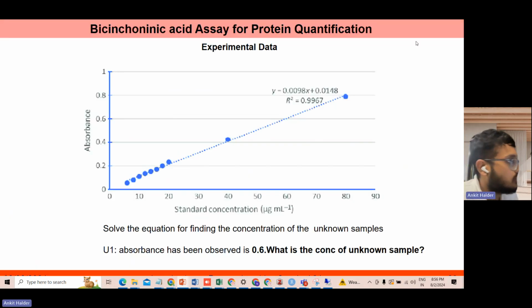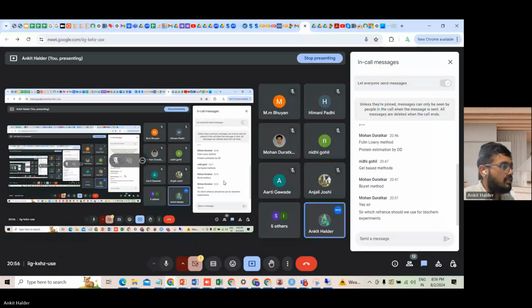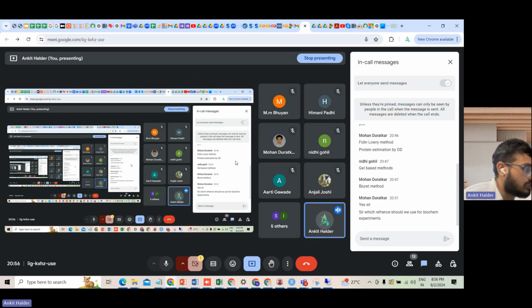The question is clear, right? So this is the equation that we have observed after getting the standard curve, and the absorbance observed for unknown sample one is 0.6. So what is the concentration of your unknown sample? I think you can try it out. This is basic, you just need to put the value of y and substitute it.